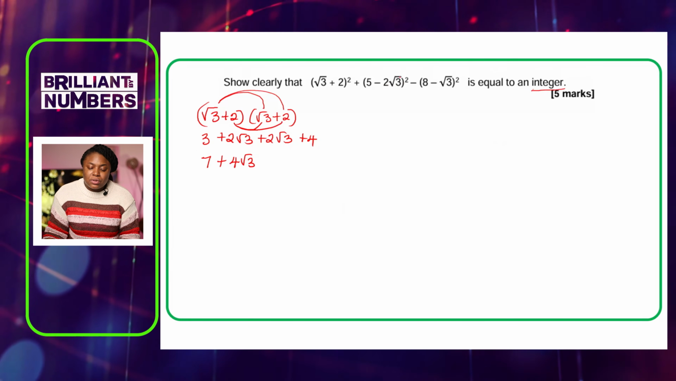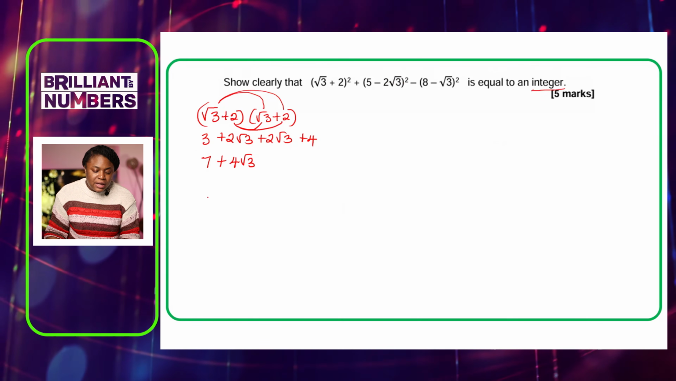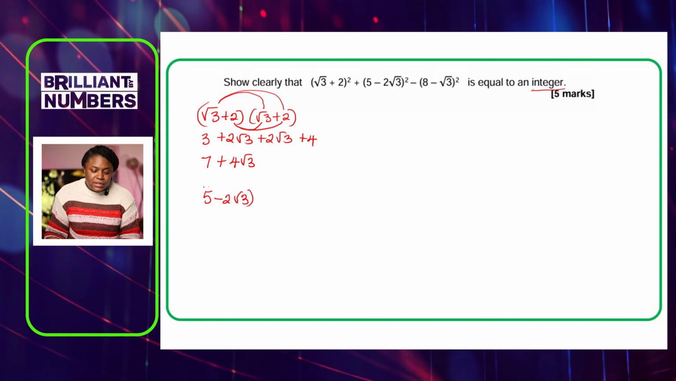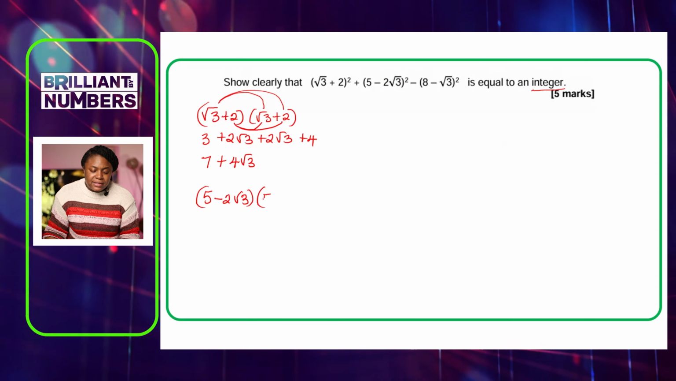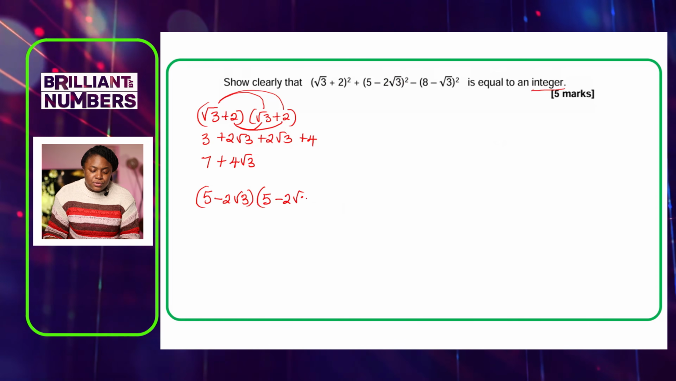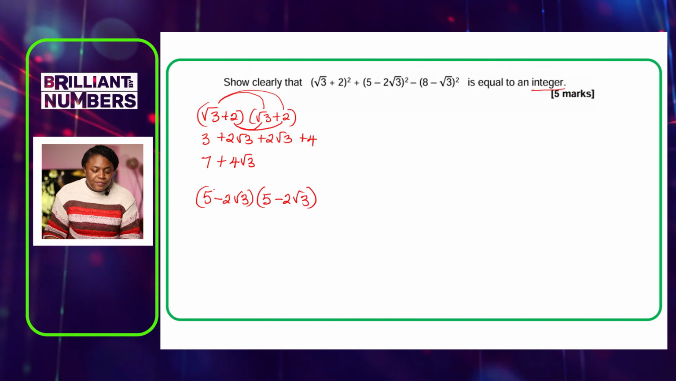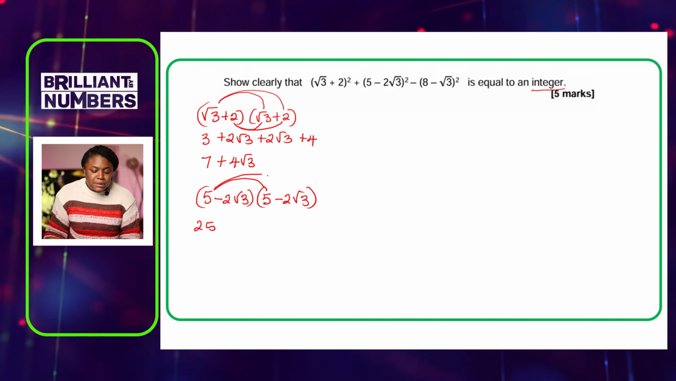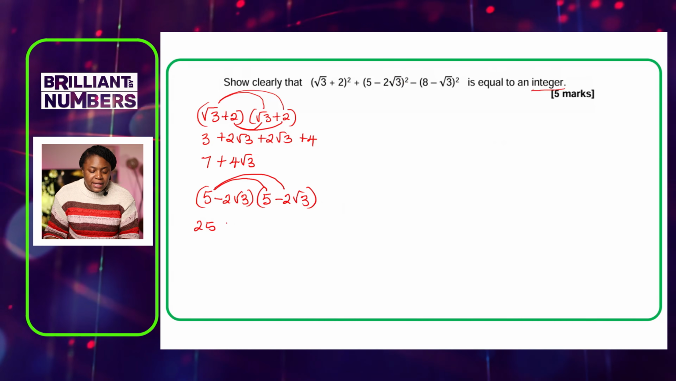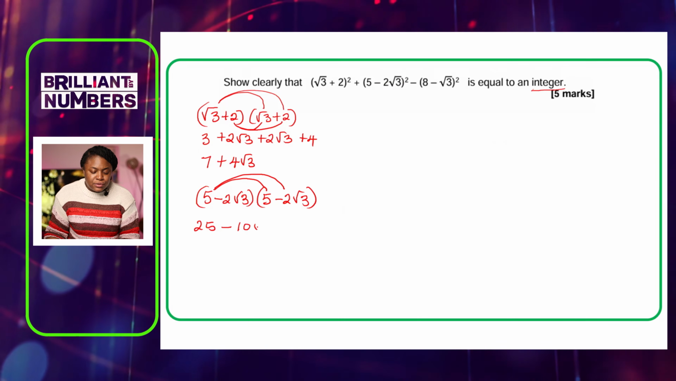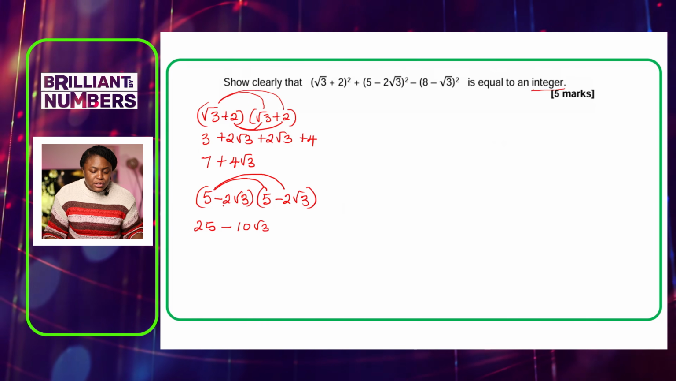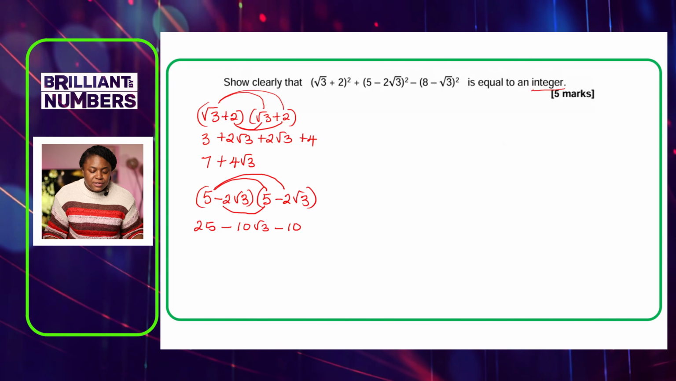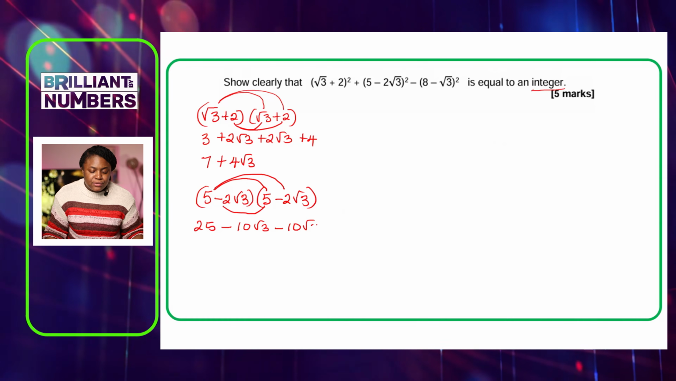We're going to now do the second bracket. So we've got 5 minus 2 root 3. And we need to do another of that bracket. So 5 minus 2 root 3. So we go 5 times 5 gives us 25. 5 times minus 2 root 3 is minus 10 root 3. And then we need to do minus 2 root 3 times 5, which gives us the same answer. So minus 10 root 3.